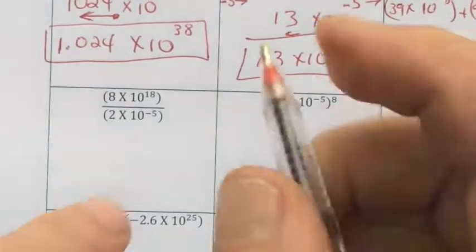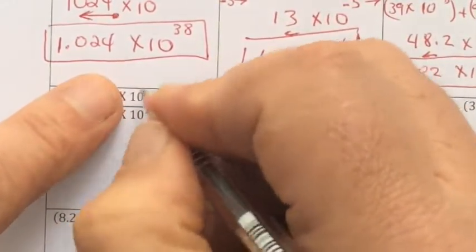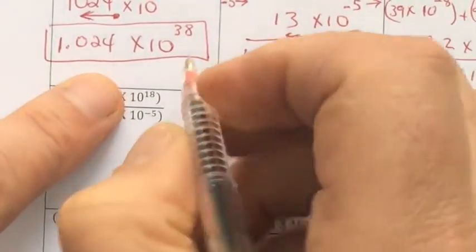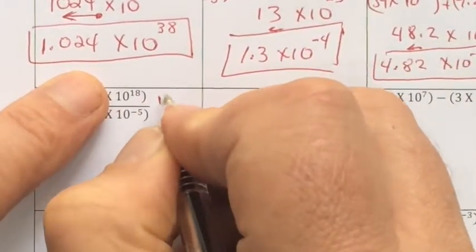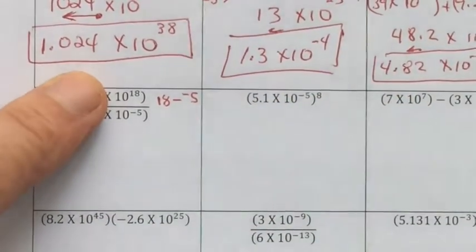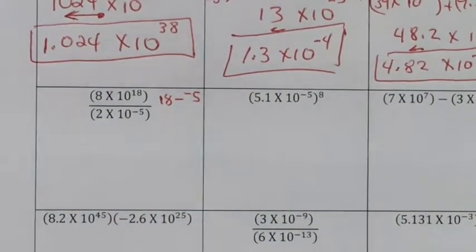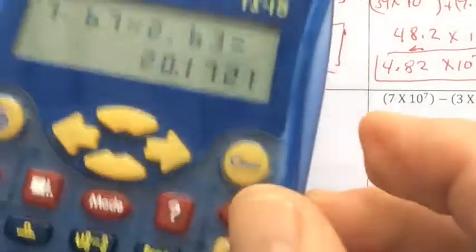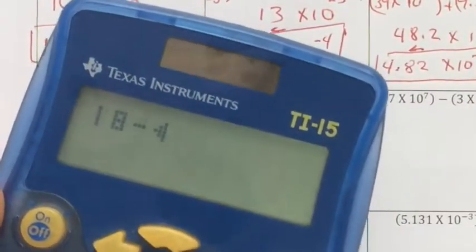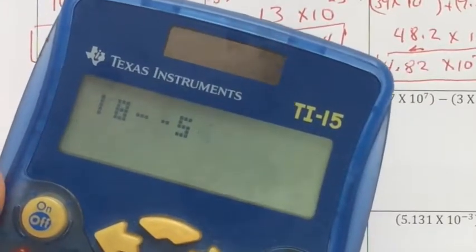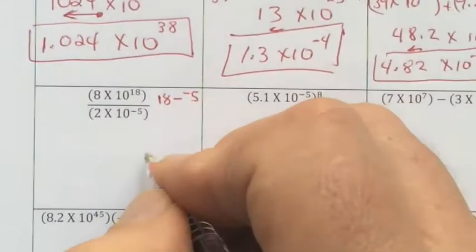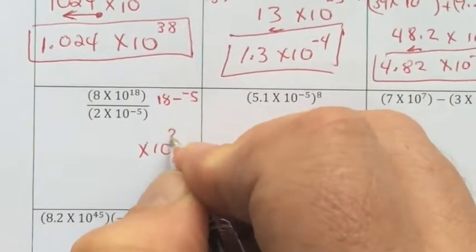Division. Division goes with subtraction, so I'm going to subtract these. Now, some people will subtract that and they see 13. That's not 13. It's 18 subtract negative 5. 18 subtract negative 5 is 23. If you're not sure, get out your calculator. 18 subtract negative 5 is 23. Okay, so I already know it's times 10 to the 23 power.